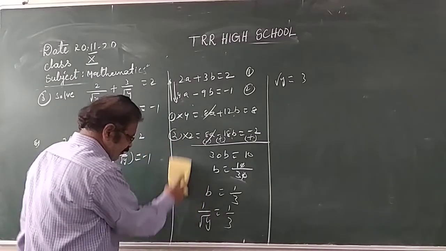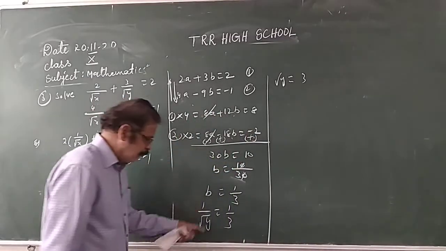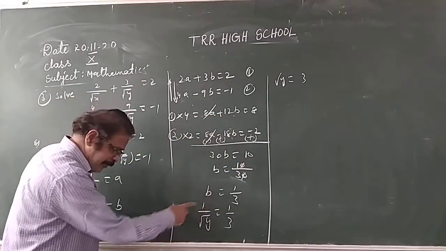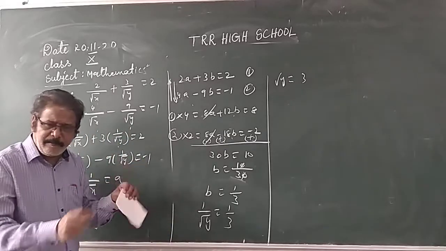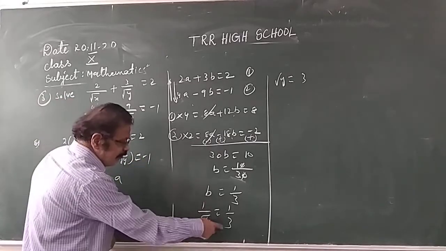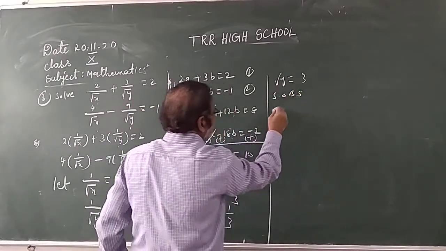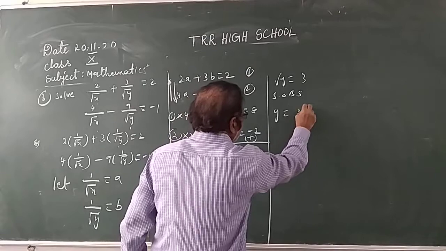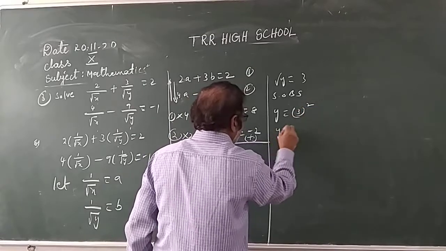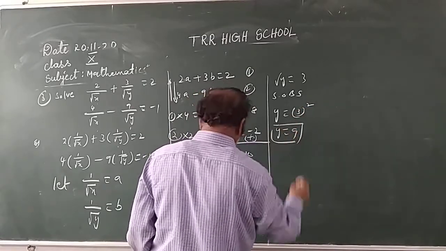Both sides reverse it, you will get it. 1 by root y equal to 1 by 3. Root y by 1. Both sides reverse it, numerator and denominator interchange. Root y by 1 is equal to 3 by 1. Squaring on both sides. So y is equal to 3 square. y is equal to 9.